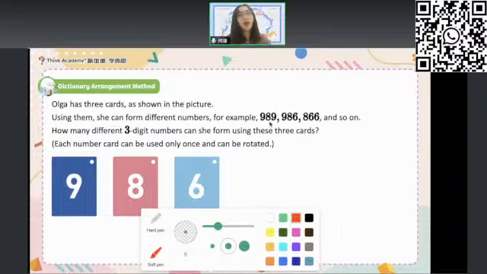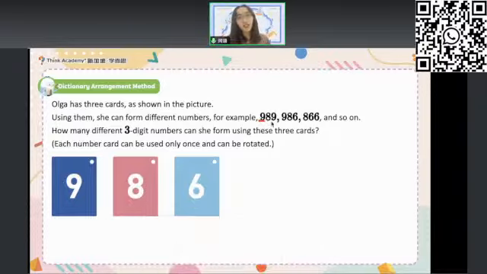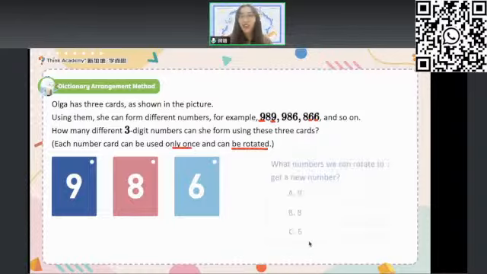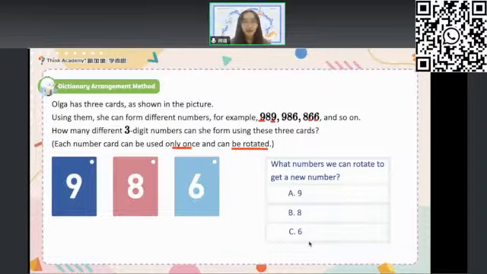So I have a question. How come there are two 9s and why are there two 6s? Can you find why? Correct. Because what is the special part of this question? Yes, each number card can be used only once, but we can try to rotate them. So now everyone, what numbers can we rotate to get a new number? Yes, for number 9 and number 6, we can rotate them to get a new number, right? For number 8, no matter how you rotate it, it is always 8, right? Made of 2 circles, okay?